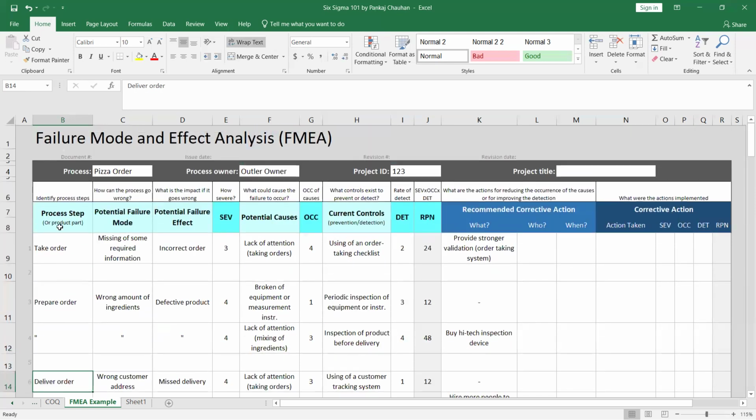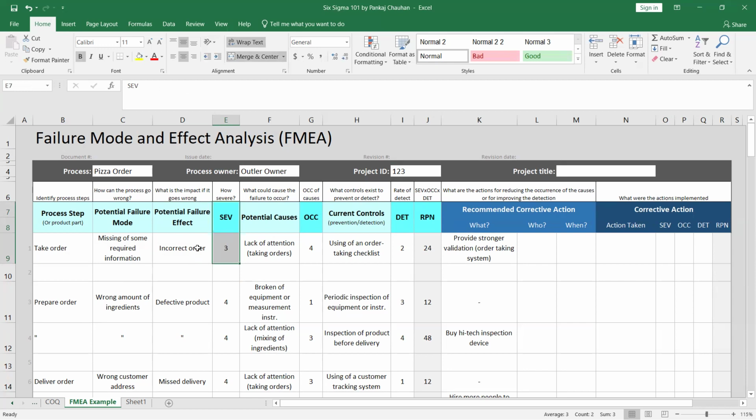Now, what can go wrong when you are taking or receiving the order? Probably you will miss some of the required information. If you are missing some of the required information, the effect or the impact of that will be that you are processing an incorrect order. On a scale of 1 to 5, how severe will it be when you, as an outlet owner, are processing an incorrect order? On a scale of 1 to 5, I am giving it a 3.